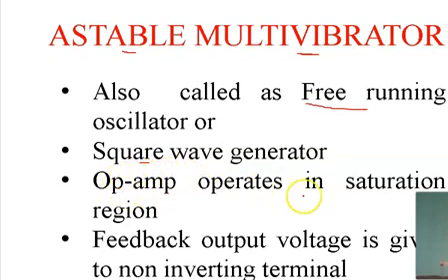The principle behind this astable multivibrator is that the operational amplifier operates in the saturation region. In an astable multivibrator, the output voltage is fed back to the non-inverting terminal of an op-amp as well as the inverting terminal of an op-amp. So, what is the basic principle behind this astable multivibrator? The operational amplifier operates in the saturation region.